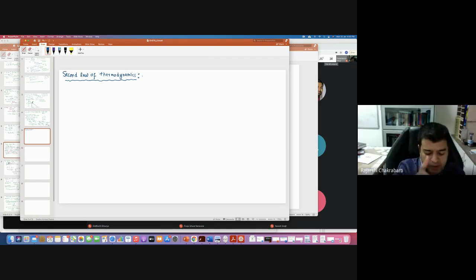So second law of thermodynamics, sorry, not second law, first law of thermodynamics, second law I'll do later. So let us see whether you can get this. So changing the coordinates reversibly by this.